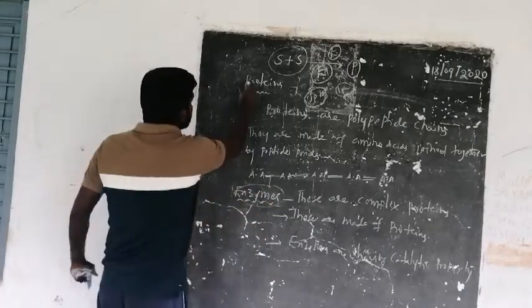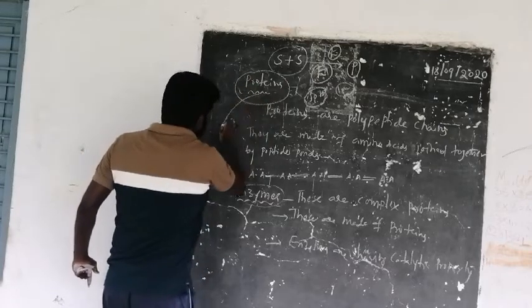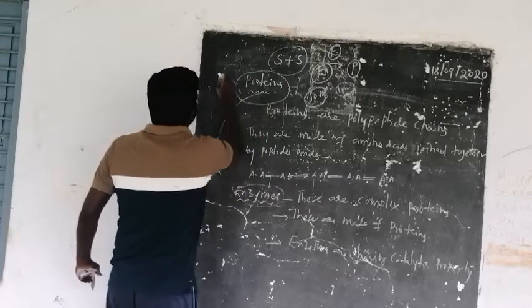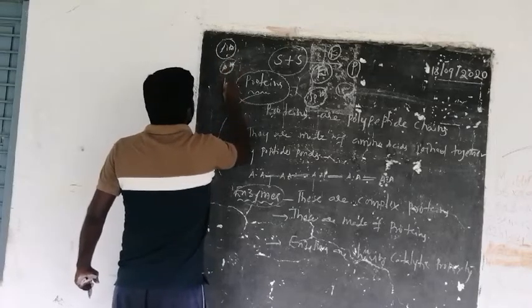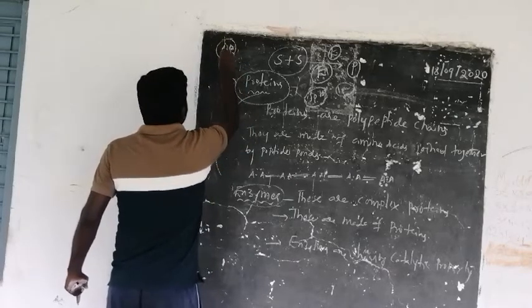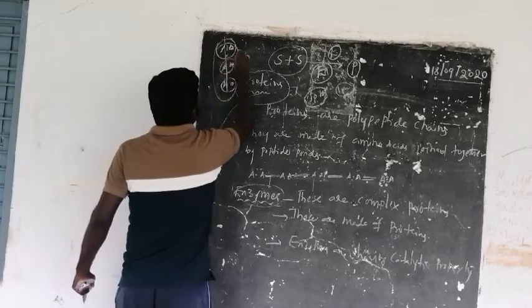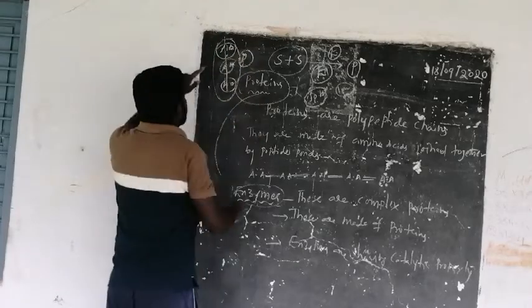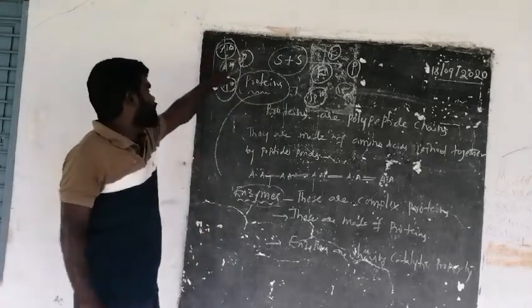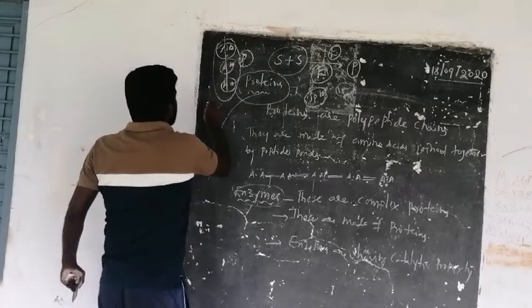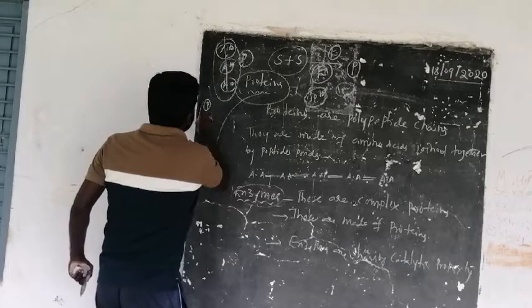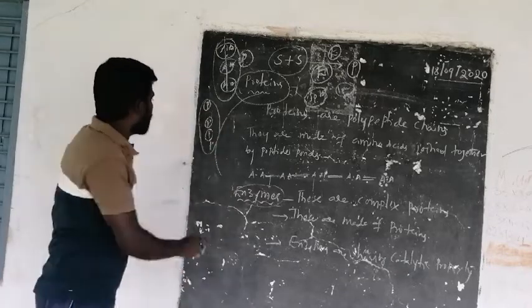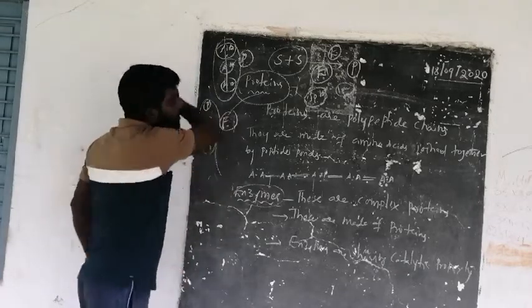Here, amino acids together form a chain, and this is called a protein. This is a protein, and this is a protein. Let us take this protein here. This chain of proteins together forms an enzyme.